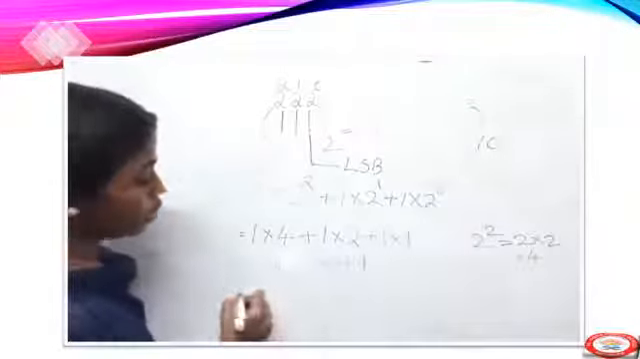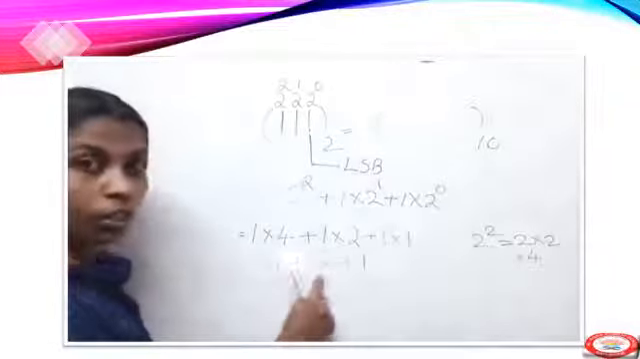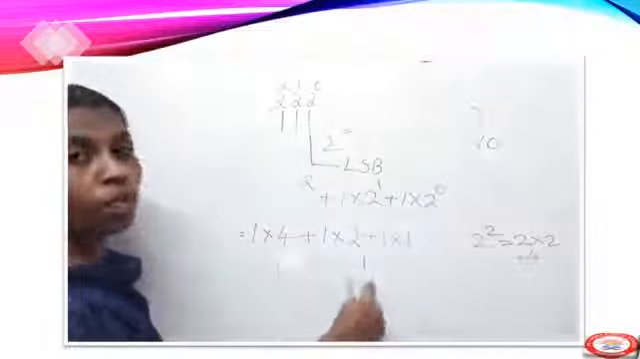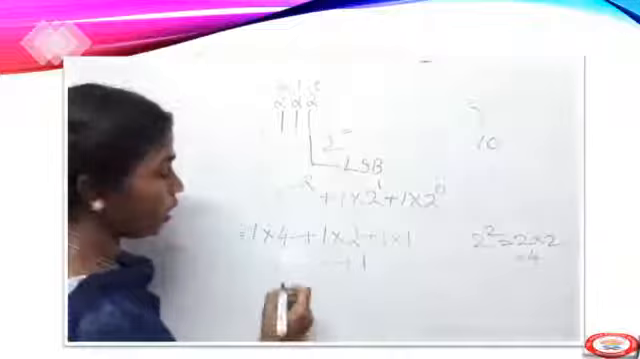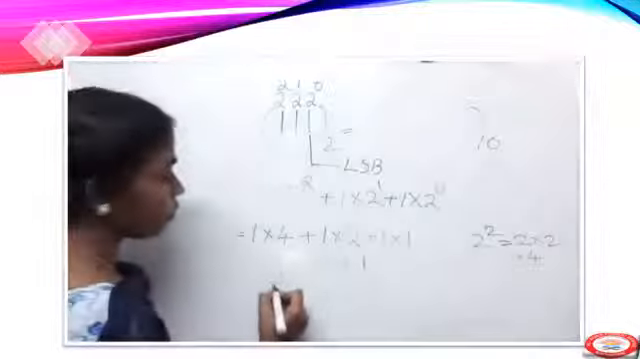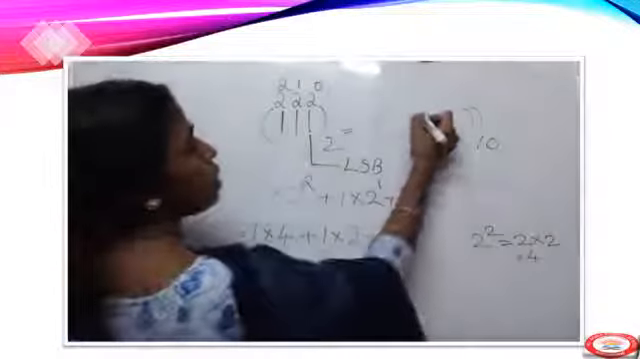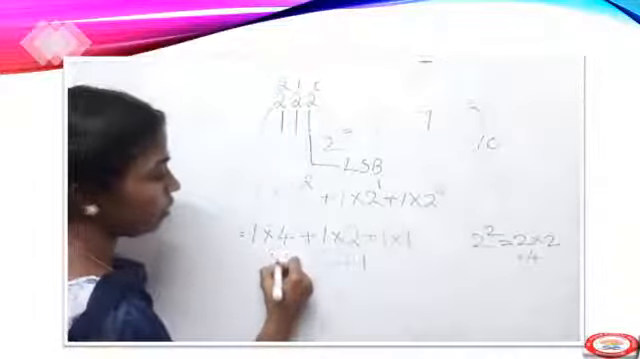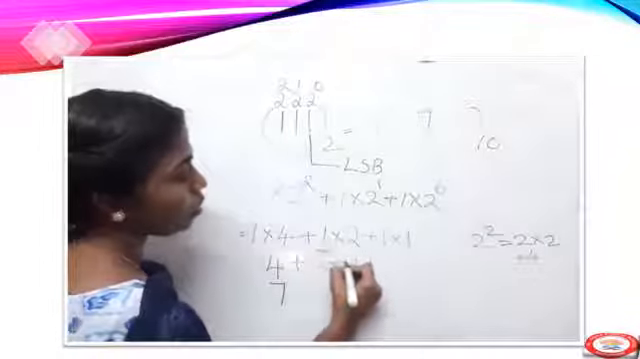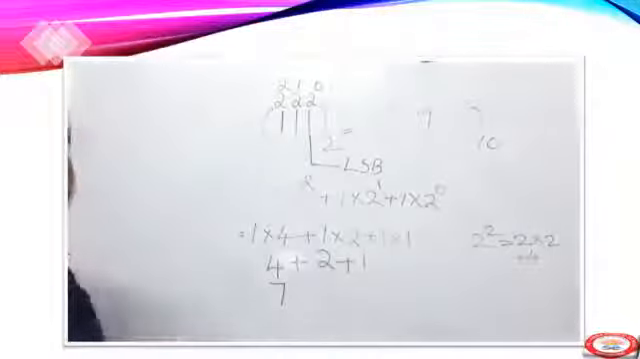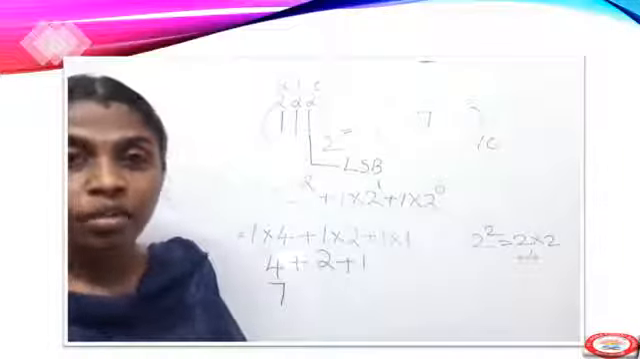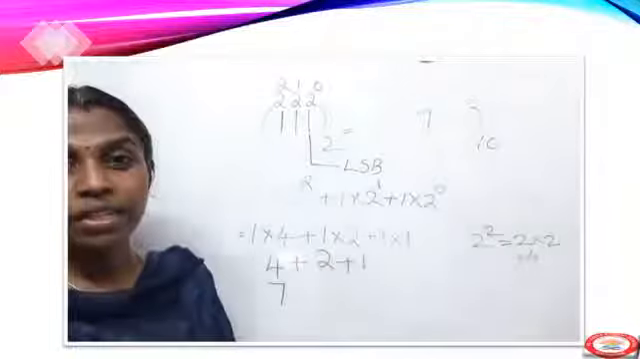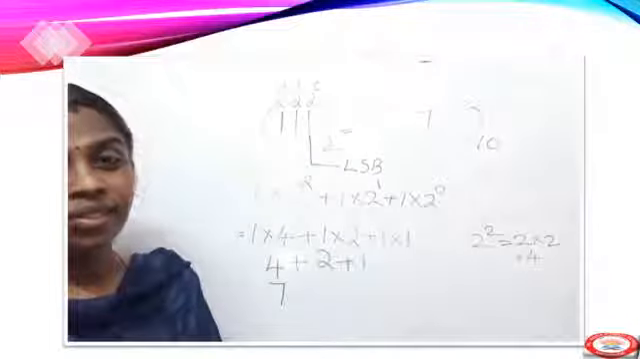Clear? That is equal to 4 plus 2 is equal to 6, 6 plus 1 is equal to 7. Clear? That is equal to 7. So 7 is the corresponding decimal number of this binary number 111. Clear? Okay. Now I hope all of you understood how to convert a binary number into decimal. Clear? Okay. Thank you.